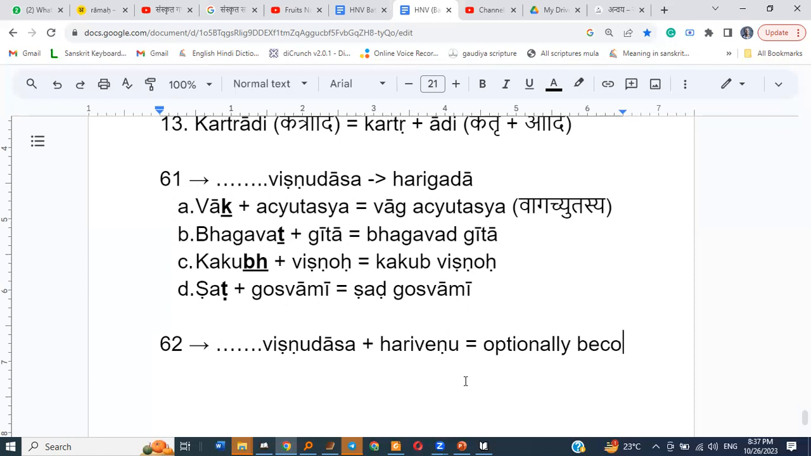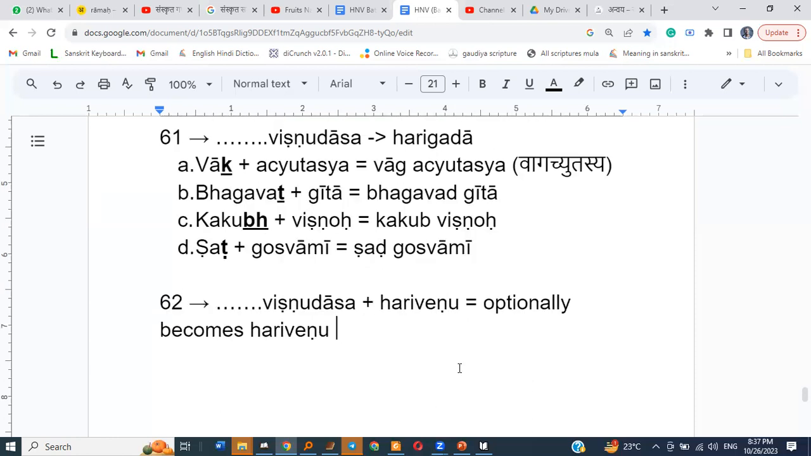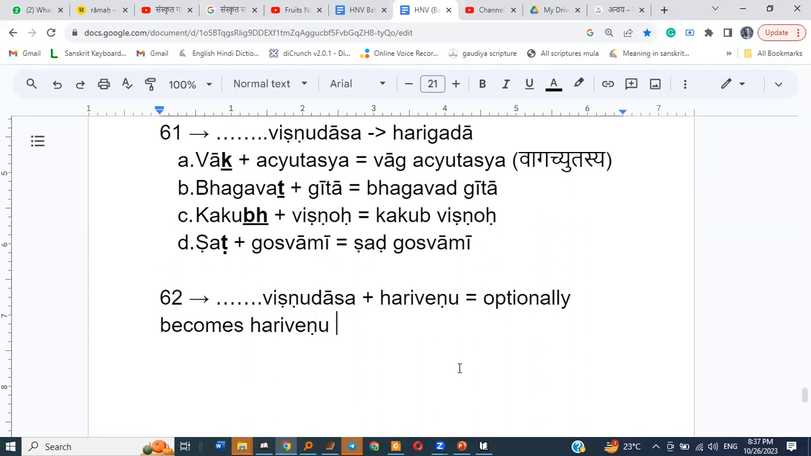So optionally it becomes Harivenu. Vikalpena Harivenu, or Harivenur Bhavishyati. Udharanani Pashyantu. The examples: Jagat Natha. See carefully.